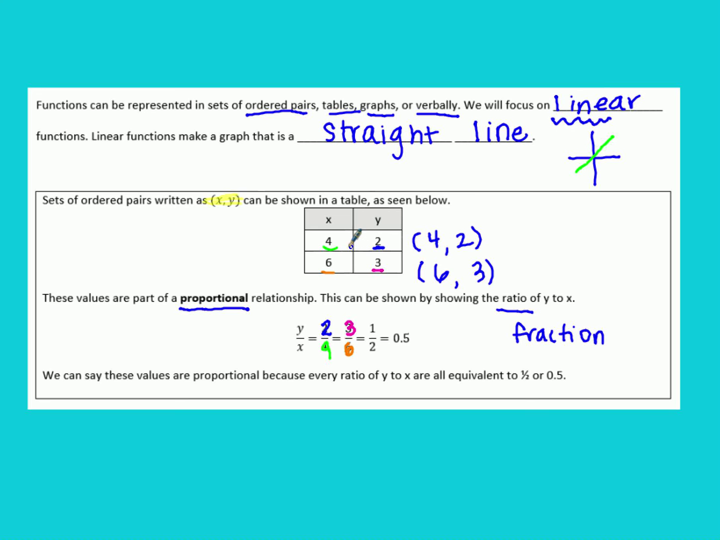If you go through and check the points of all of a table and even just one of them doesn't match the ratio, then it will not be a proportional relationship and we won't be able to find the slope. So since each of these values are proportional, it's because their ratio of y to x was equal to 1/2 or 0.5.